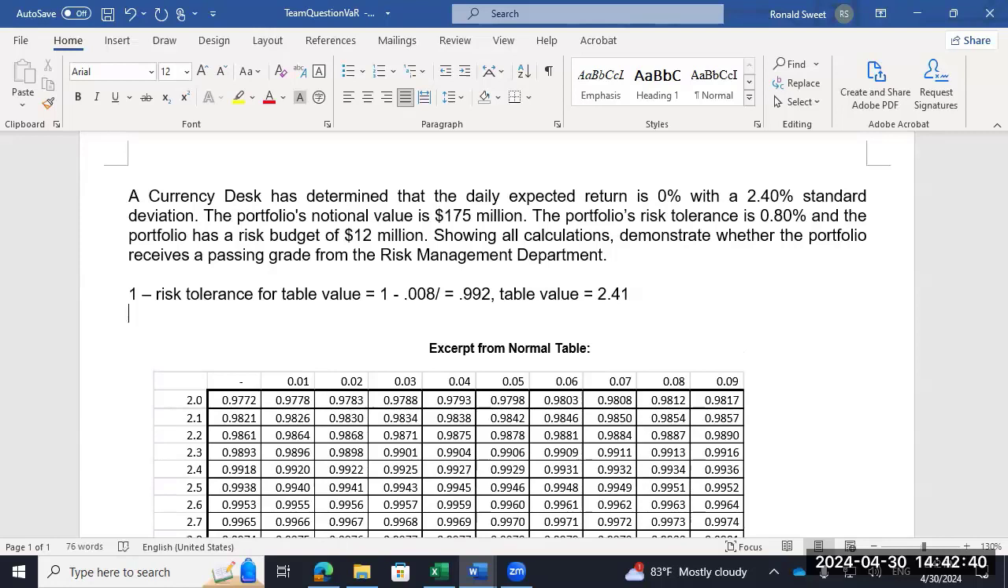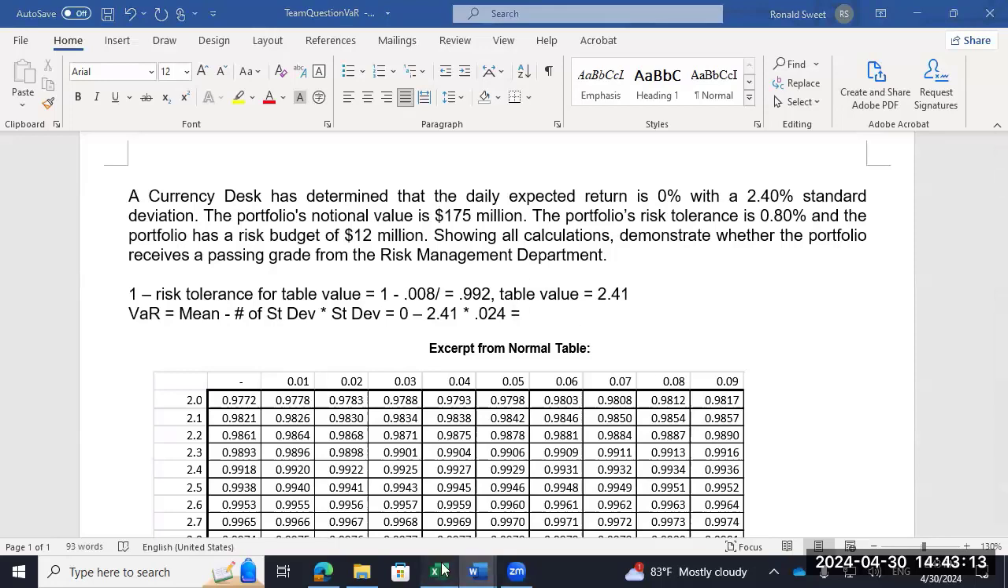And then the formula, a real simple formula: VaR equals the mean minus number of standard deviations times the standard deviation. That's a formula we use quite a bit. This is parametric VaR. So if your firm uses parametric VaR, which is not that uncommon. Insurance companies typically use stochastic, but that's fine. So here the mean was given as 0. You got the 2.41. The standard deviation is 2.4%.